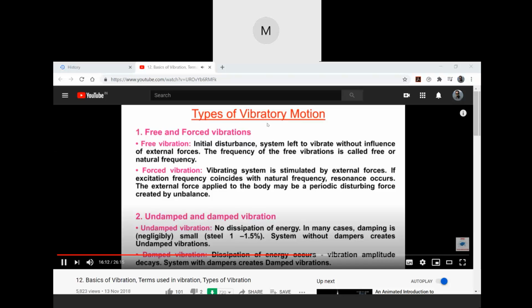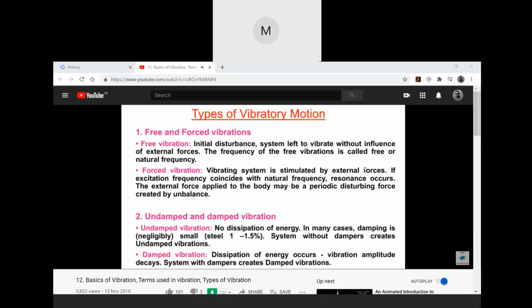Now, if the excitation frequency matches the natural frequency, there will be resonance occurring in the system. During forced vibration only, resonance occurs, when the external forcing frequency matches the natural frequency. Remember this. This is regarding free and forced vibration. We are going to study in detail what free vibration is and the types of free vibration once again. But this is the basic free and forced vibration.